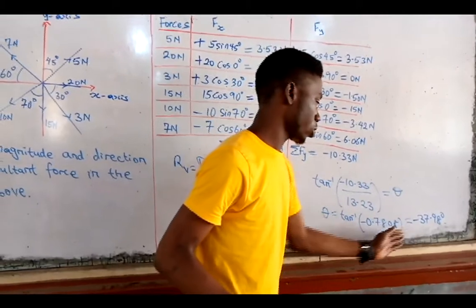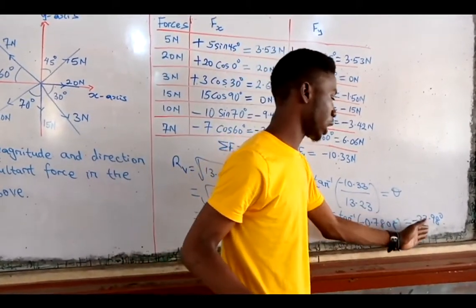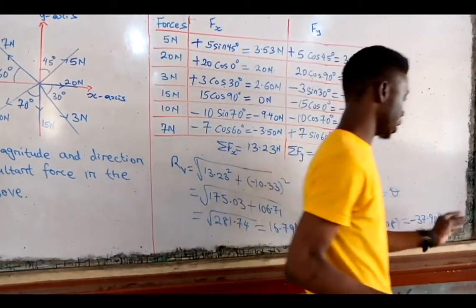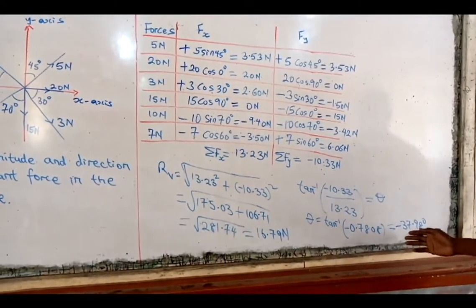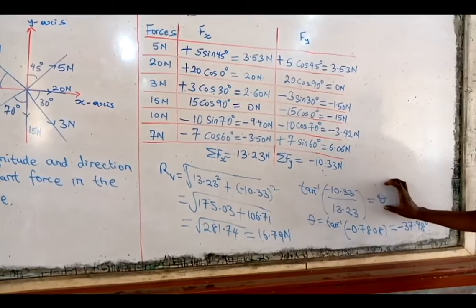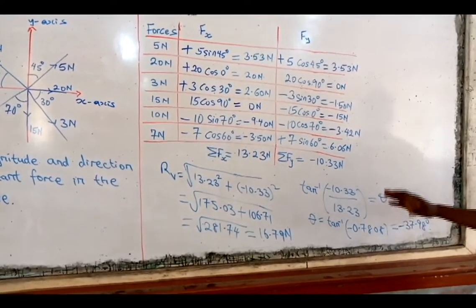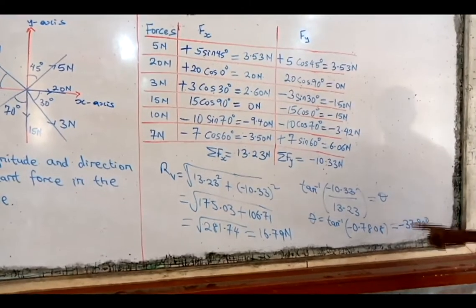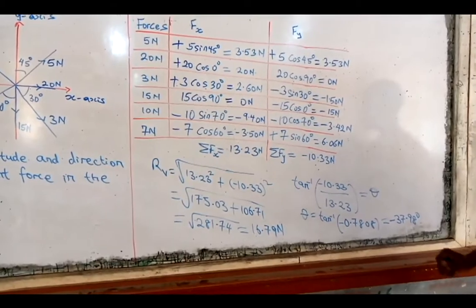Now, we have the direction of the resultant force to be minus 37.98 degrees. What is this telling us? This is telling us that, like we said in case 3, if we take our frame of reference from the x-axis, the angle has been measured in the clockwise manner.